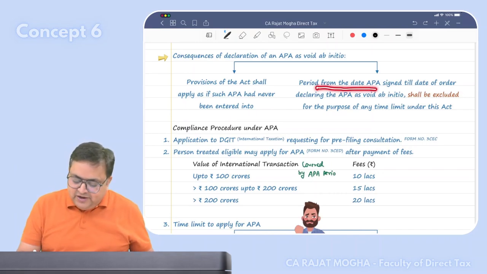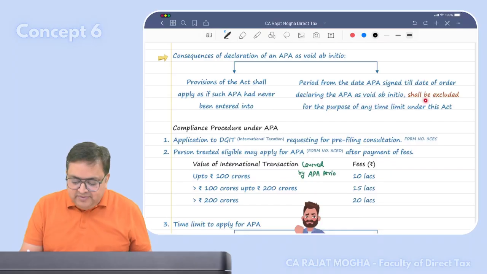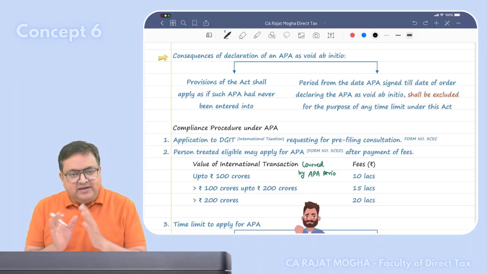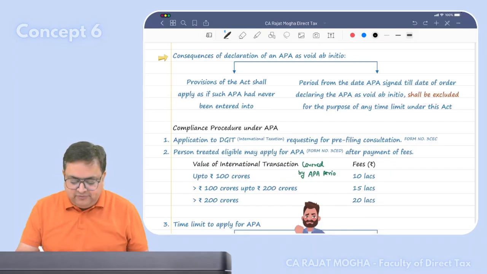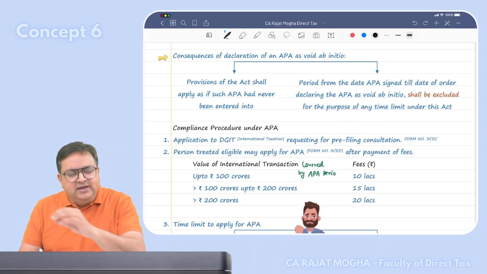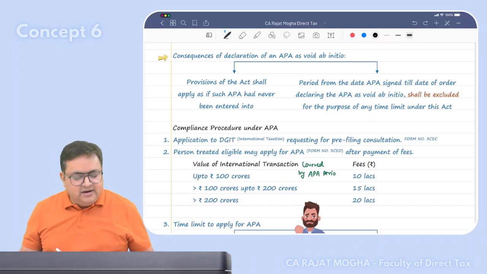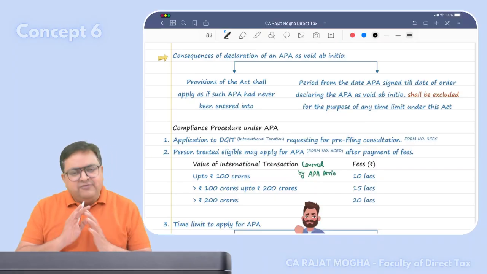This is the time that we will give you as extra time. So the period from the date of APA signed till the date of the order declaring the APA void ab initio shall be excluded. We will give you extra time for the purpose of any time limit under this Act. For assessment, reassessment, any time limit, we will increase it. Understood? Correct?